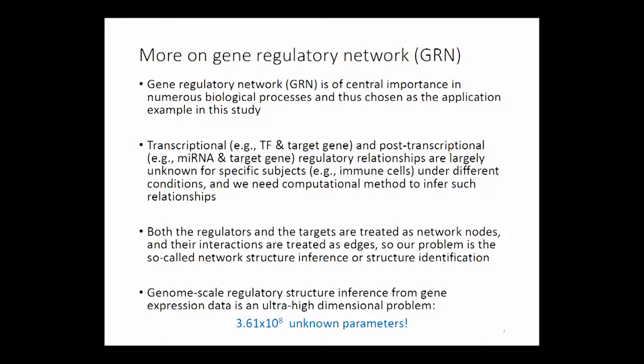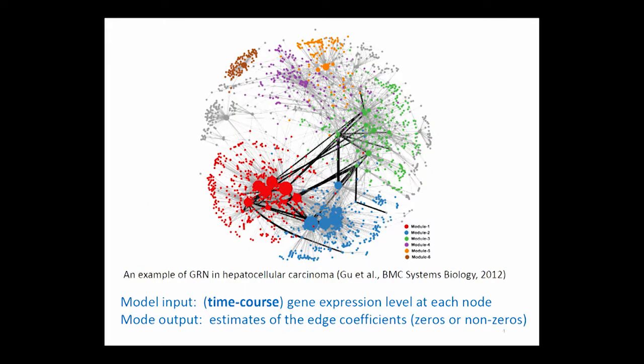So I will skip some biological background about the importance of the gene regulatory network and jump to this plot. Nowadays, if you go to the literature, you can find many plots like this. Here, a dot is a network node, and an edge is a pairwise interaction. These nodes are in different colors, which means they are grouped into different communities or clusters. That's the kind of structure we are trying to identify from data.